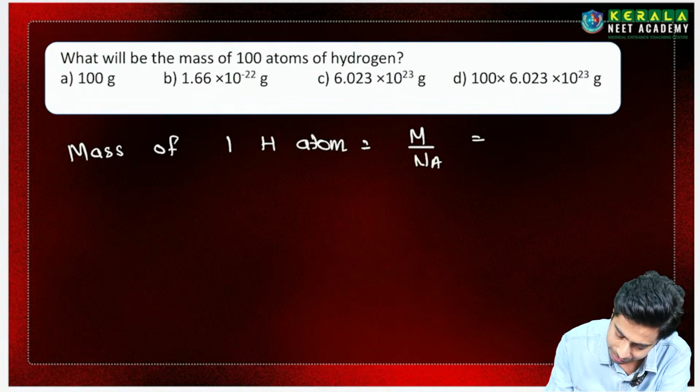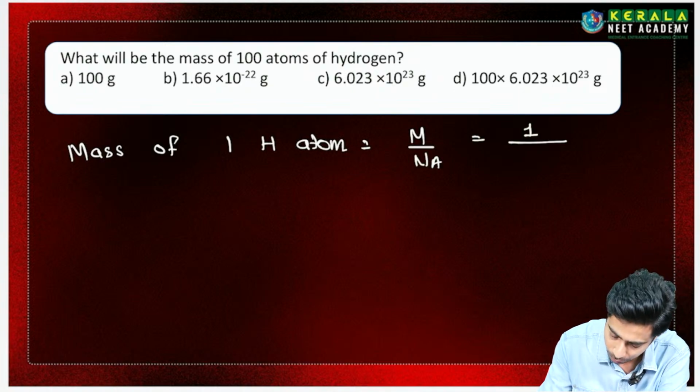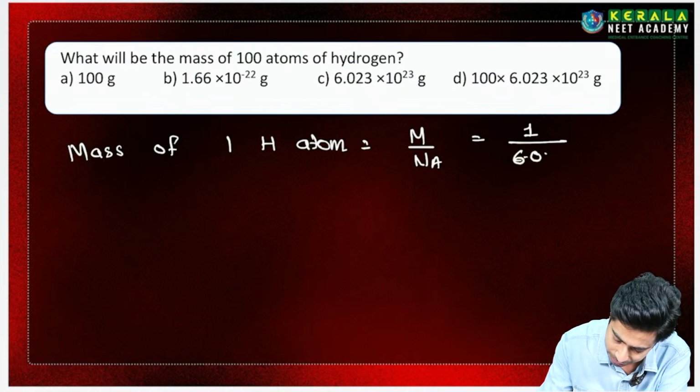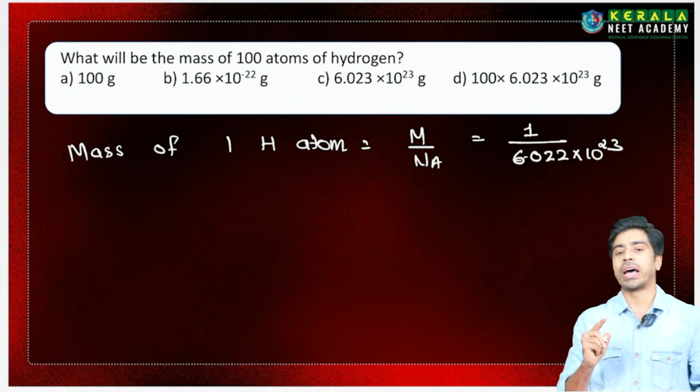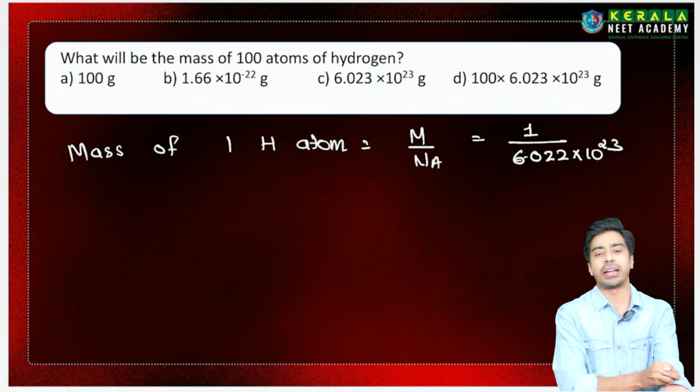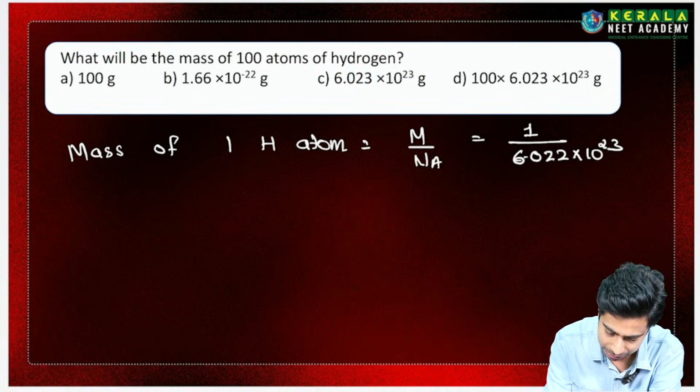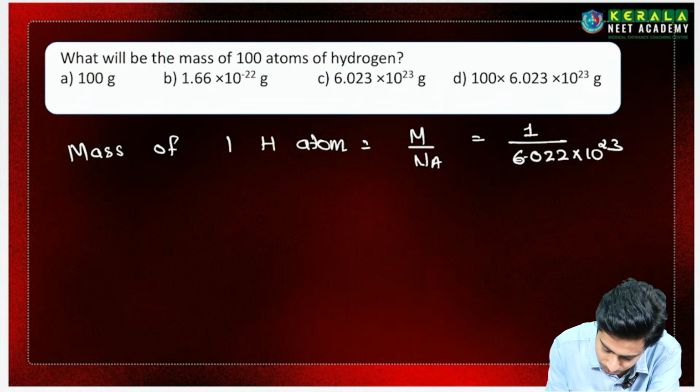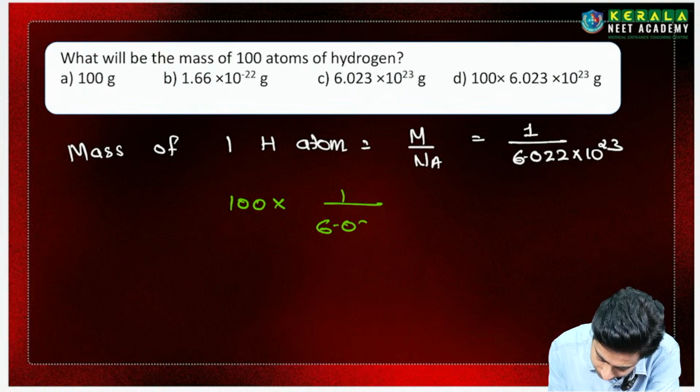So the mass of one hydrogen atom is 1 molar mass divided by 6.022 into 10 raised to 23. This is the mass of one hydrogen atom. Then what will be the mass of 100 hydrogen atoms? The mass of 100 hydrogen atoms will be this value into 100. So 100 into 1 by 6.022 into 10 raised to 23.